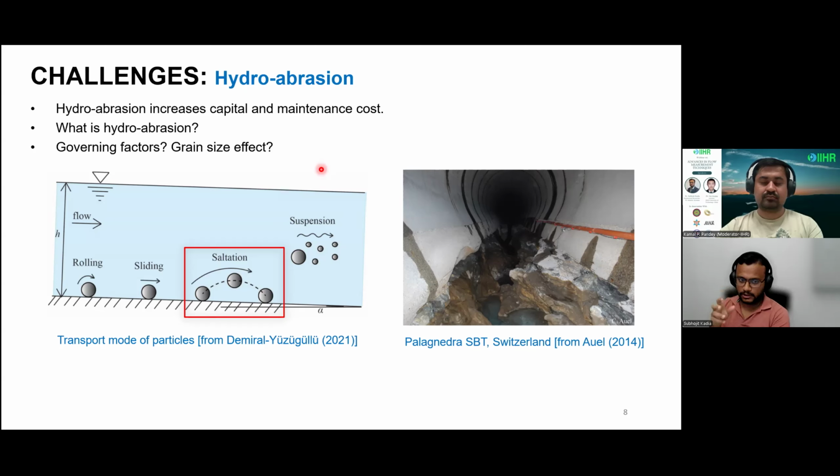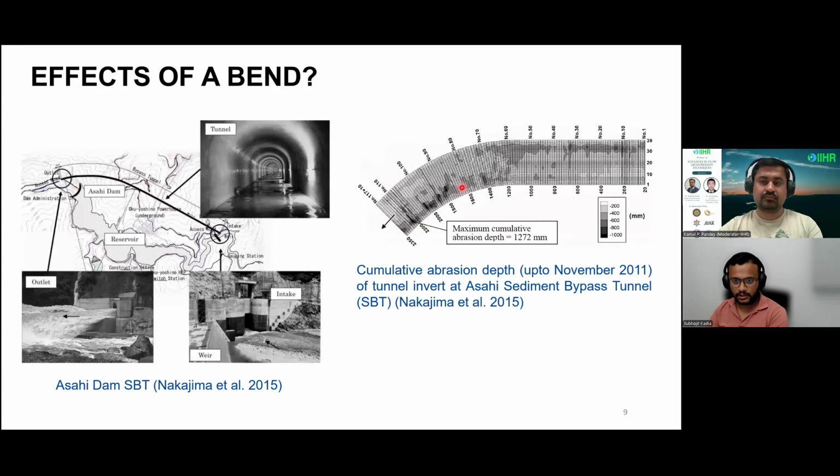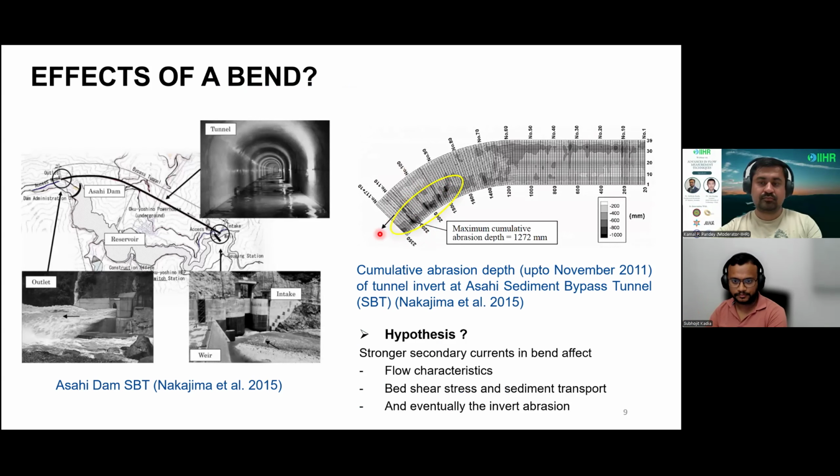It is not always the largest particle that will create abrasion, because the largest particle might be in rolling motion and the smallest particle might be in suspension motion. So it is the intermediate particle size that is very important for this particular effect. However, in case of a bend, this abrasion pattern takes a twist, as you can see in this figure, one example from a Japanese sediment bypass tunnel, where we observe deeper abrasion toward the inner wall as compared to the outer wall.